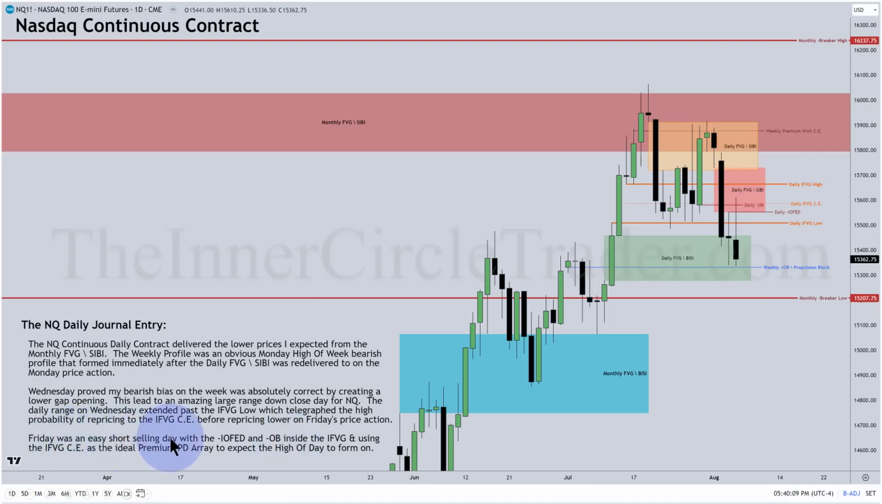Friday was an easy short selling day with the bearish institutional order flow entry drill and bearish order block inside of the inversion fair value gap and using the inversion fair value gap consequent encroachment as the ideal premium PD array to expect the high of the day to form on. Now, this is again recording it in the context of disrespecting the fact that it's non-farm payroll Friday. Somewhere in here, you want to record that this was non-farm payroll Friday, that you wouldn't be trading that day necessarily as a new student, but you can still see and appreciate the price action and delivery of that occurring.